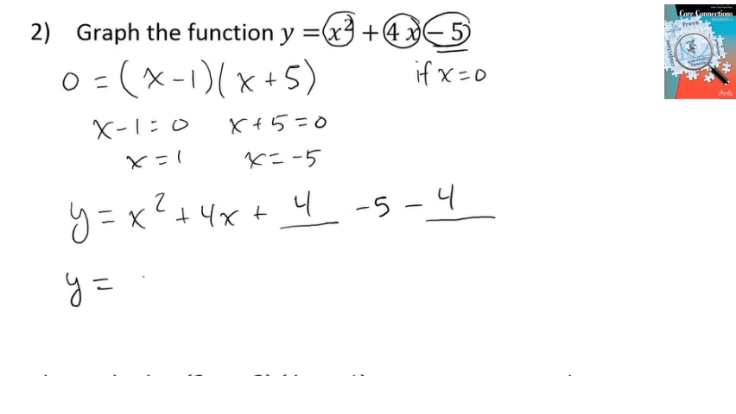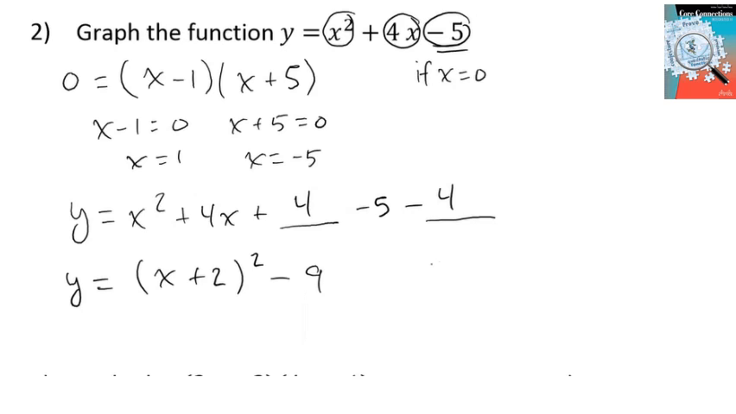This is y is equal to, in parentheses, x plus 2 quantity squared. If I multiply x plus 2 times itself, I do get x squared plus 4x plus 4. And then I have minus the number 9. So there's my function, y equals x plus 2 quantity squared minus 9. And from this, I can see my vertex.